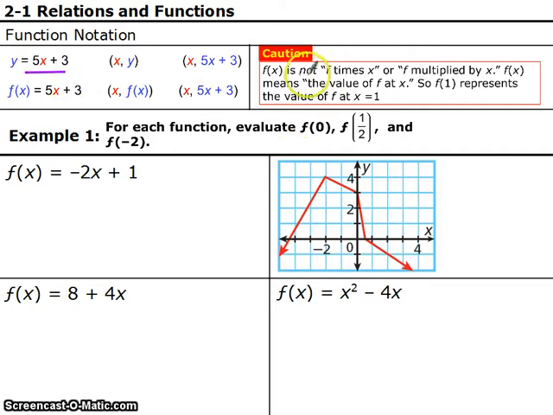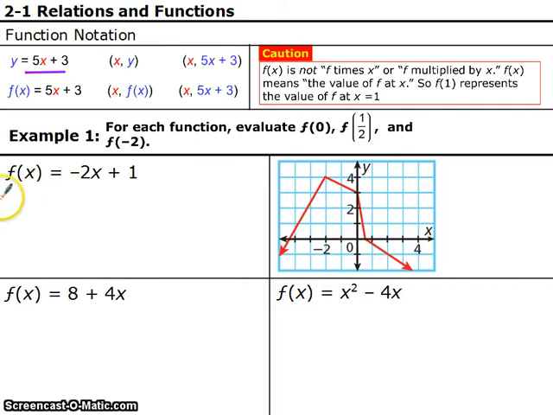So notice that this does not mean f times x. It looks like it because it's in parentheses, f times x. That's not it. This notation means f of x. All right, the value of f at x. So if I say what is f of 1, you want to plug in 1 for x and figure out what that equals. All right, so I'm going to do a few examples here. I'm going to do a couple, and I'll have you do a couple. We're going to evaluate f of 0, f of a half, and f of negative 2 for all these functions.